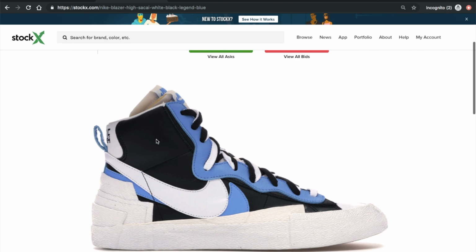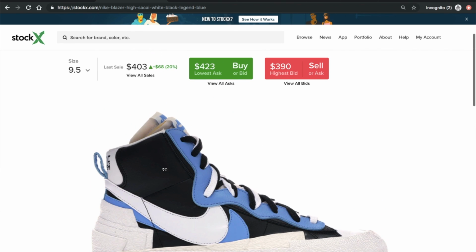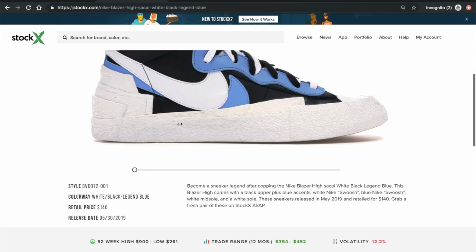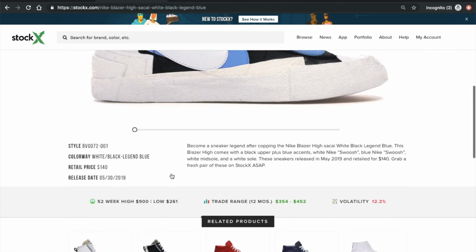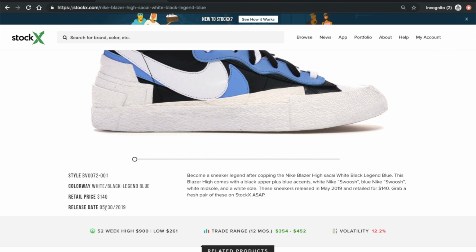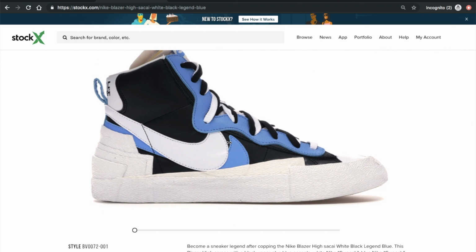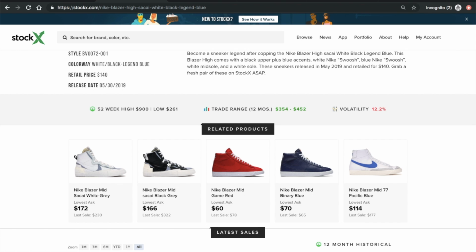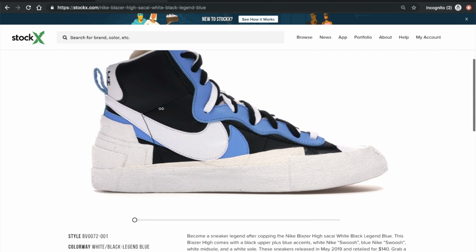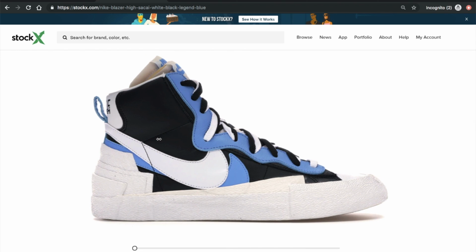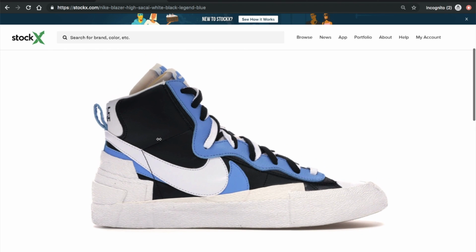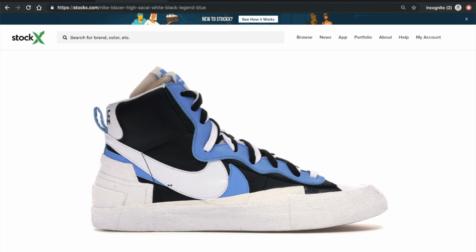Okay, that being said, always remember that the first releases always tend to have more value than subsequent releases. This blue pair dropped substantially earlier in the year. This happened to be one of the first pairs along with a yellow pair, whereas this white and black pair came out more recently. And again, the first iterations of sneakers tend to do better in the long term. Okay, so that's one of the shoes I'm keeping an eye on.